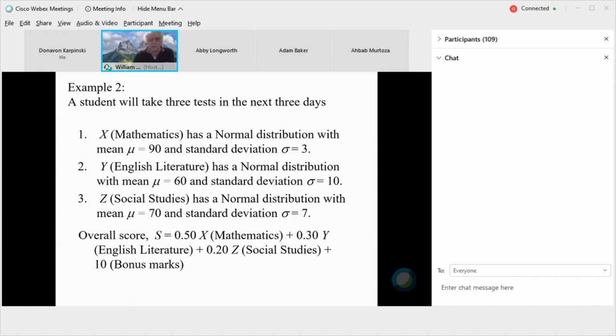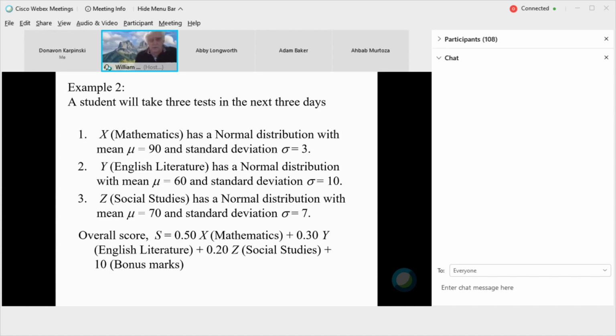In the second example, we have students going to be taking 3 tests. The scores on those tests are random variables. They'll depend on random quantities, how hard the test is, and so on. X is coming from a normal distribution with mean 90, standard deviation 3. Y is coming from a normal distribution, mean 60, standard deviation 10. Z is coming from a normal distribution, mean 70, standard deviation 7.